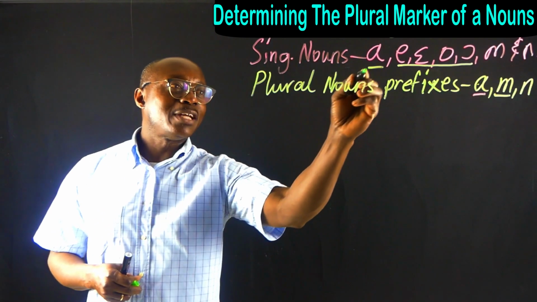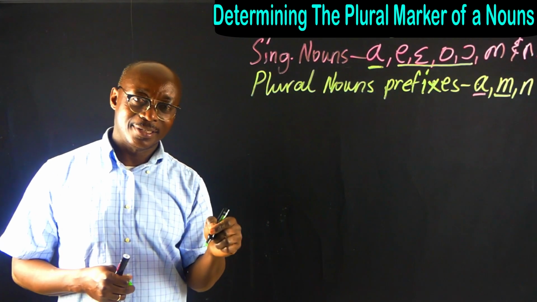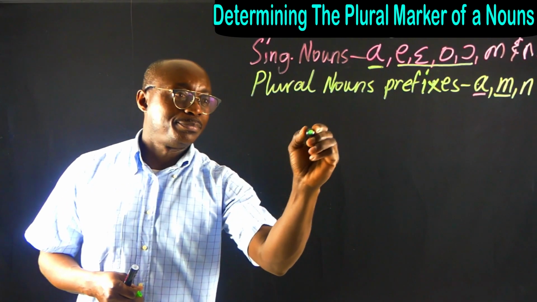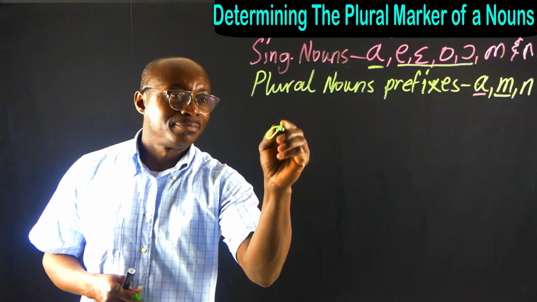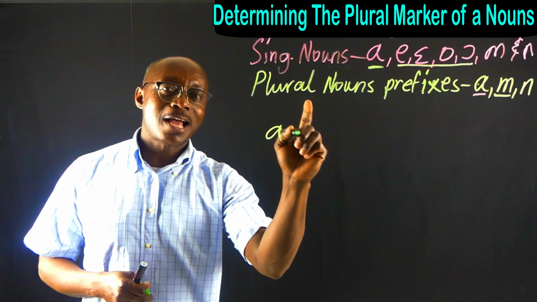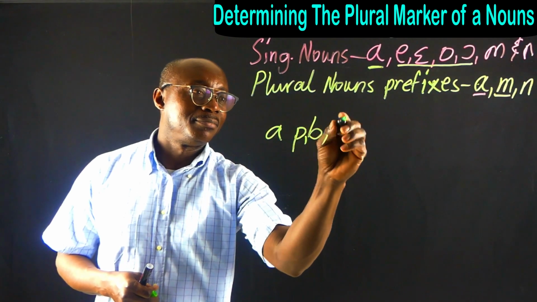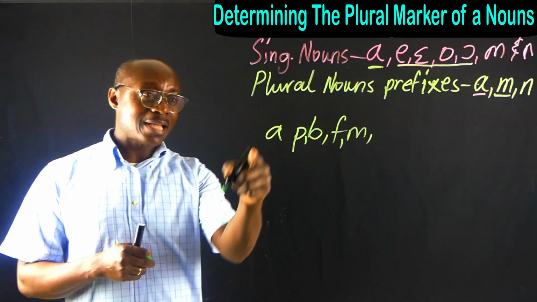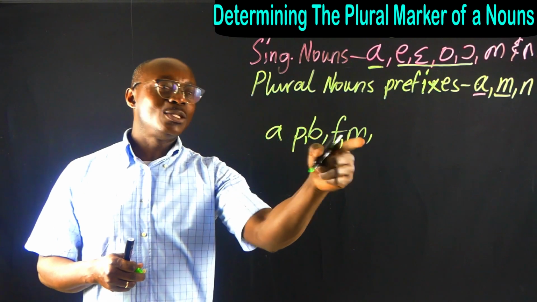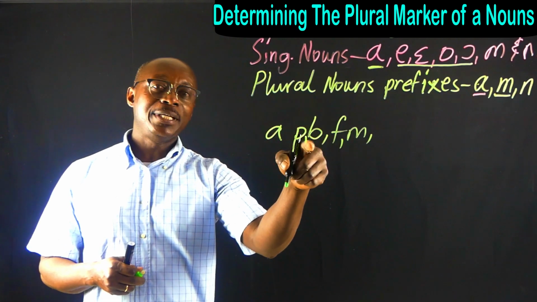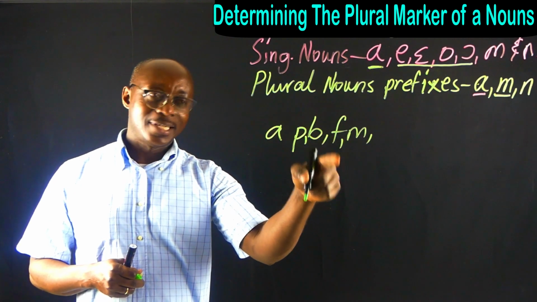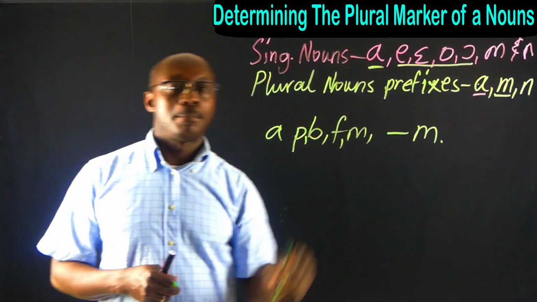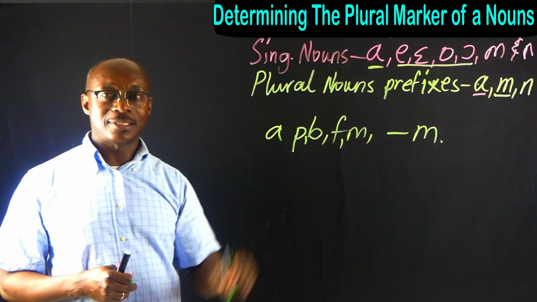Mostly, they have the prefix a in the singular state, and then followed by what I call lead fm. So the prefix a followed by what I call lead fm, and that is pbfm. If it has the prefix a followed by any of these consonants, P, B, F, and M, then it is likely to take the prefix m in the plural state.